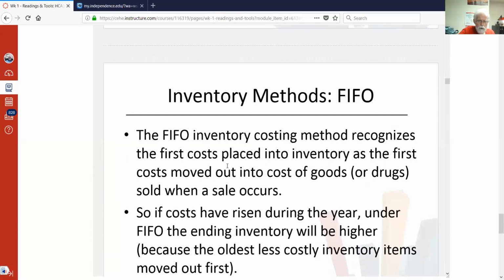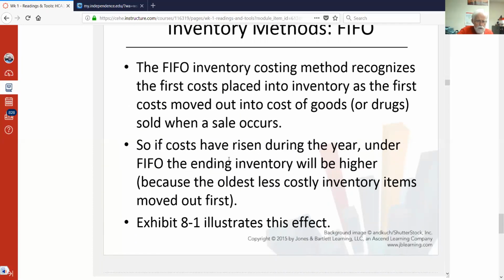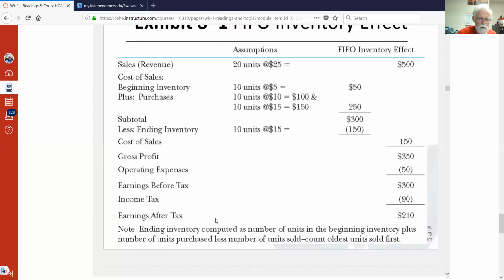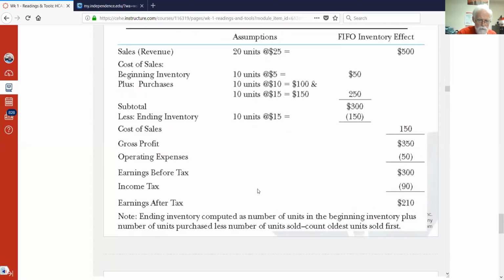The benefit is generally that the first in, because of inflation, costs less than the last in. So if we move out the first in first, and costs have risen, the first in, first out will be higher. Our accountant will decide what is best for our reporting, whether we're going to use first in, first out, or last in, first out.